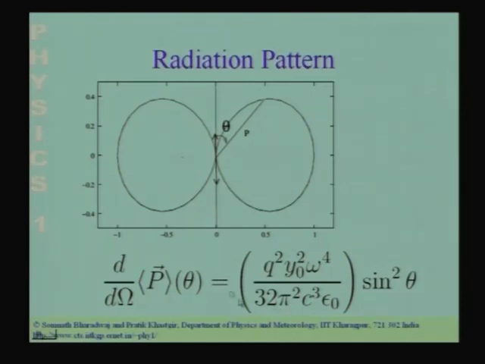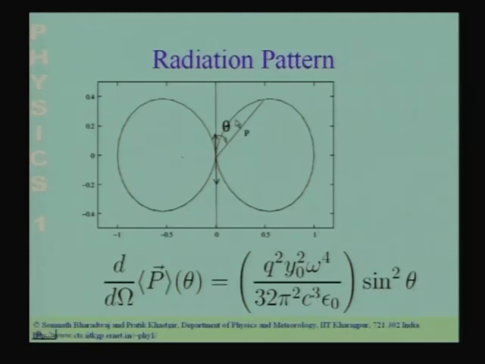The important point over here is that the radiation pattern of the dipole, the amount of power the dipole sends into a solid angle d omega, depends only on the direction at which we place the solid angle. It does not depend on how far away the solid angle is located. This is an important feature of the radiation pattern. So, the radiated power per solid angle depends only on the direction with respect to the dipole, and it goes as sin square theta.